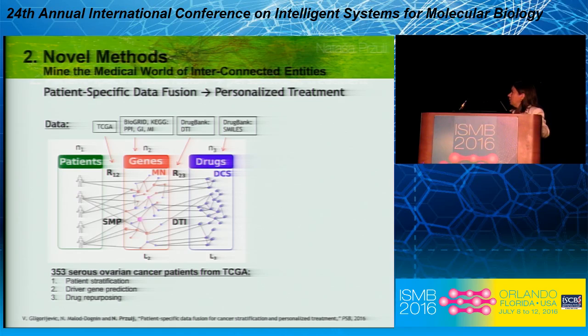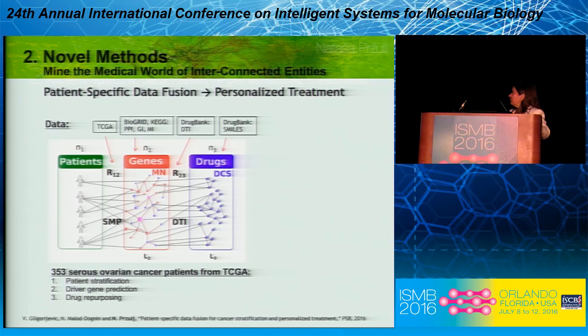So we have three objects: patients, genes, and drugs. We have somatic mutation profiles of all of these patients that we took from TCGA. Then on genes, we have various types of molecular interaction networks that we also took from public databases. In this particular case, we took protein-protein interaction, genetic interaction, and metabolic interaction networks. Then we took drugs from DrugBank and built a drug chemical similarity network on them. And we also have information on drug-target interactions, also from DrugBank.